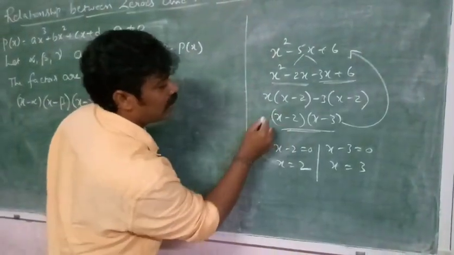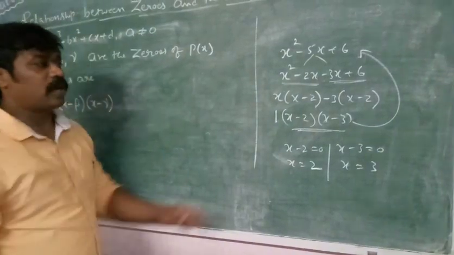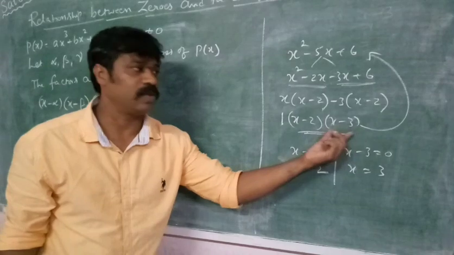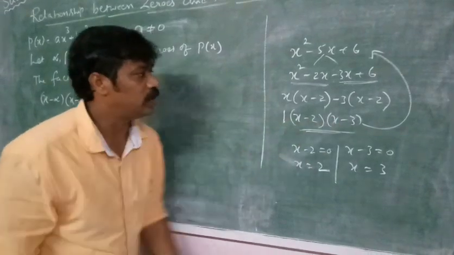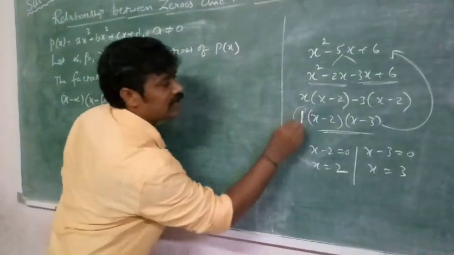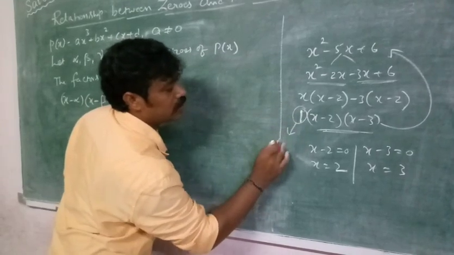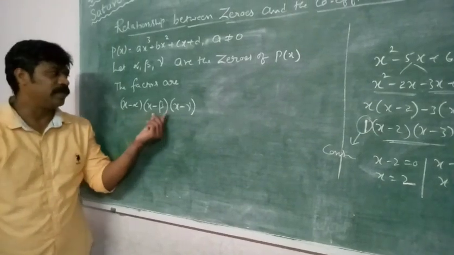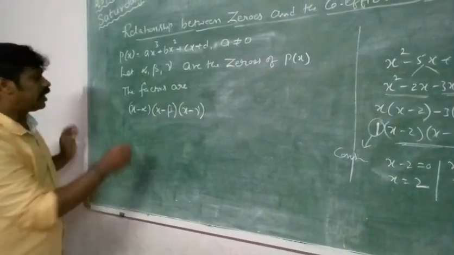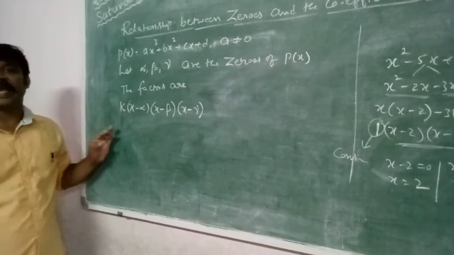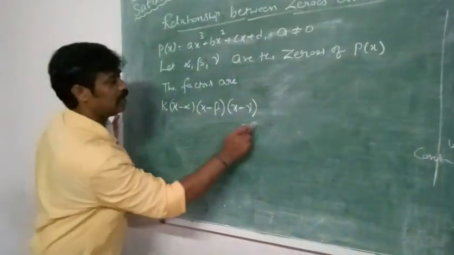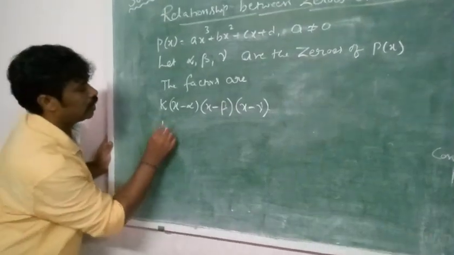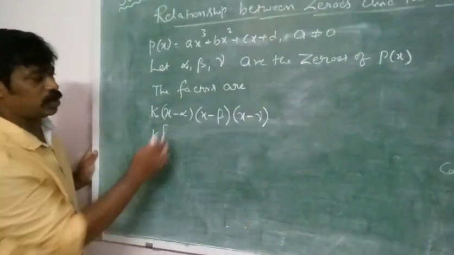And also if you observe, we can write 1 as a constant multiple of this. If you take 1 into x minus 2 into x minus 3, then also we will get the same factors only. So 1 is nothing but some constant. Similarly, for x minus alpha, x minus beta and x minus gamma, if you take k as some constant and multiply these 3 factors, then you will get the polynomial. Now multiply it. So k into, first multiply these 2 factors.